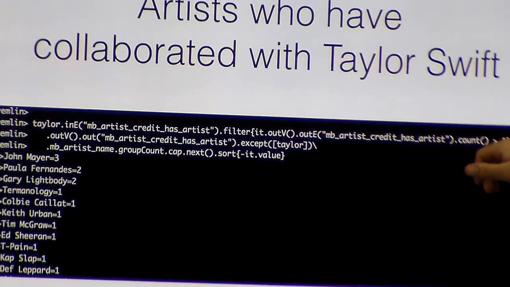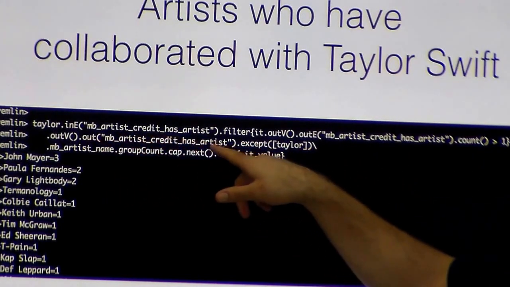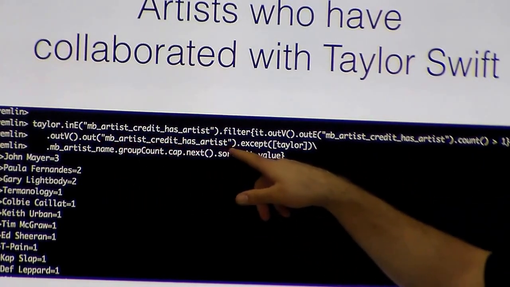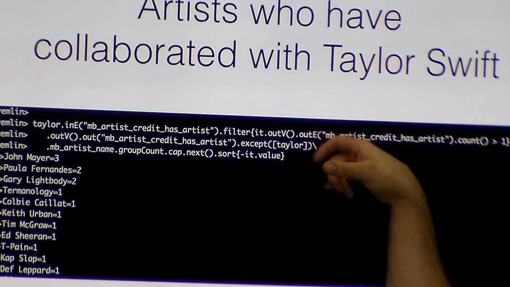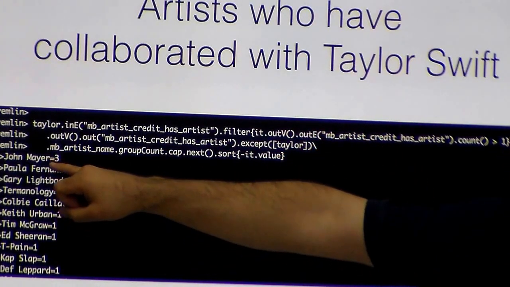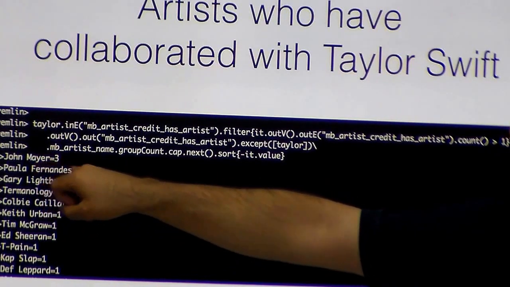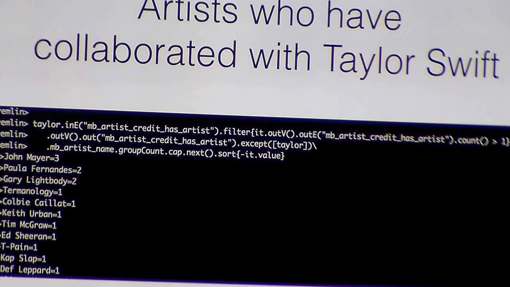And then I do a count greater than 0, meaning that there are no positions here. And then I find the artist that is not Taylor Swift, get the name, and do a group count by how many times they appear in the credits. So she has, for example, collaborated 3 times with John Mayer, 2 times with Paula Fernandez. So these are her collaborators.